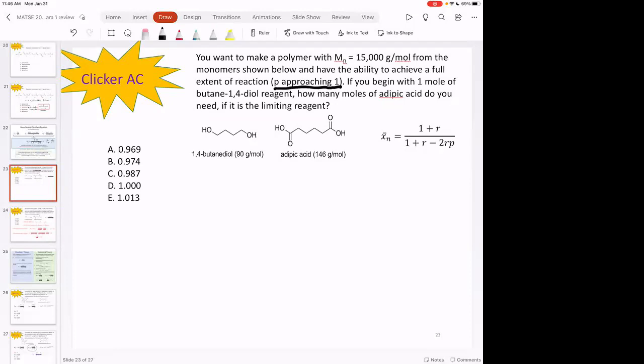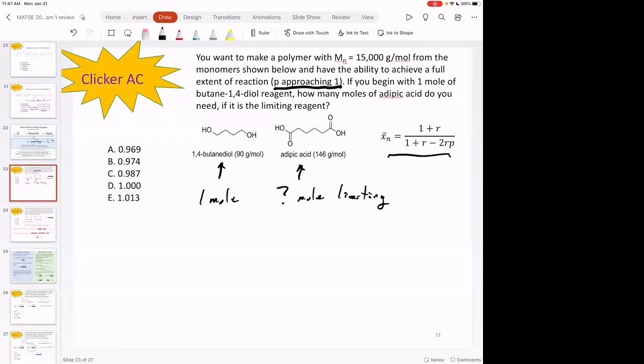If we begin with 1 mole of 1,4-butanediol, how many moles of adipic acid do you need if it is the limiting reagent? So here's the Carothers equation right here. There's no guarantee that I'm going to write the equation right next to the exam. You might have to go find it on your equation sheet. But what is this question really asking you? What am I asking you for? What don't we know in the Carothers equation?